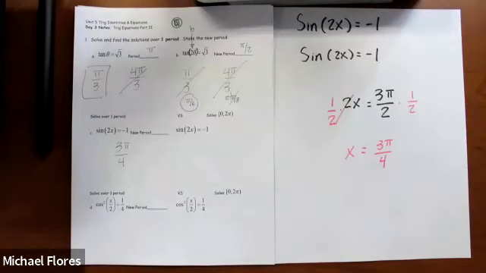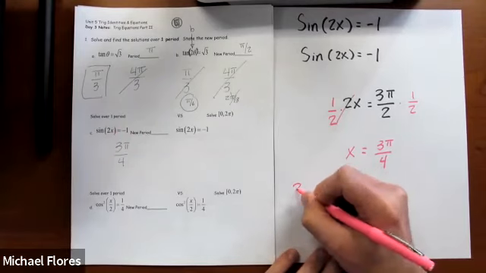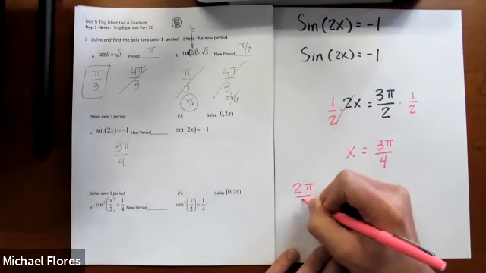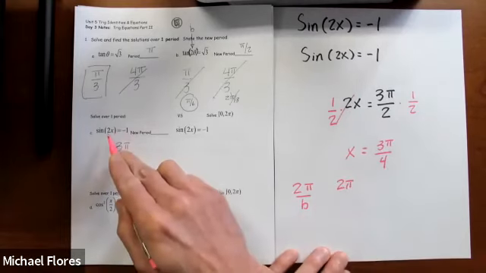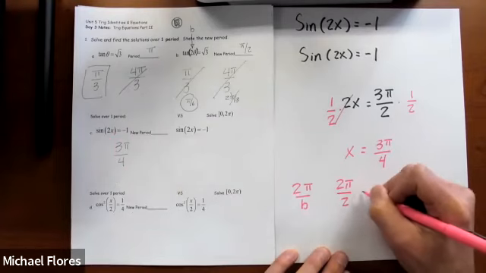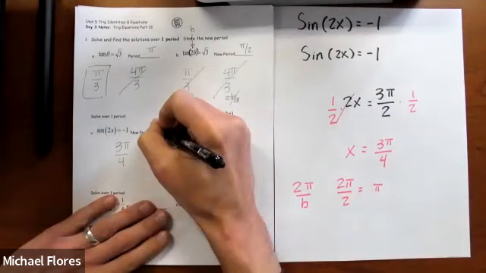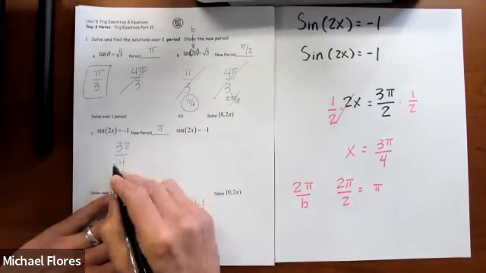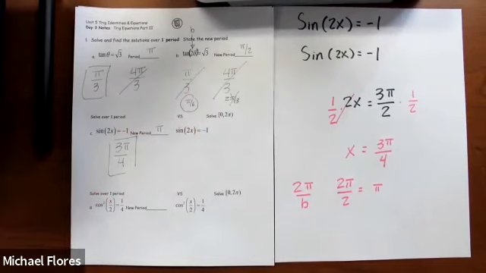Let's solve for the new period to see if it is. Now we're dealing with a sine wave, so we are going to do 2 pi over b. Your b value is the number inside parentheses in front of the x, so 2 pi over 2 for a period of pi radians. 3 pi over 4 is less than pi, so that is an answer.